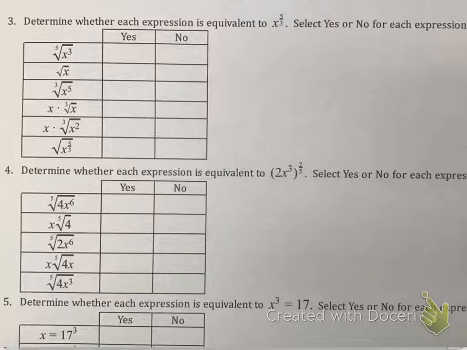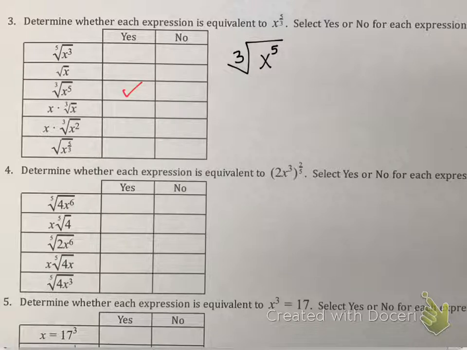Number 3 says determine whether each expression is equivalent to x to the 5/3. Select yes or no. So the first thing I want to do is convert 5/3 into radical form because all of my answers are given to me in radical form. So remember, the root is 3 because it's on the bottom. It goes underneath. X to the 5th power. Now, if I look at the answer choices, that is actually an answer choice, so I'm going to select yes right away. I already know that that is one of the equivalent answers.